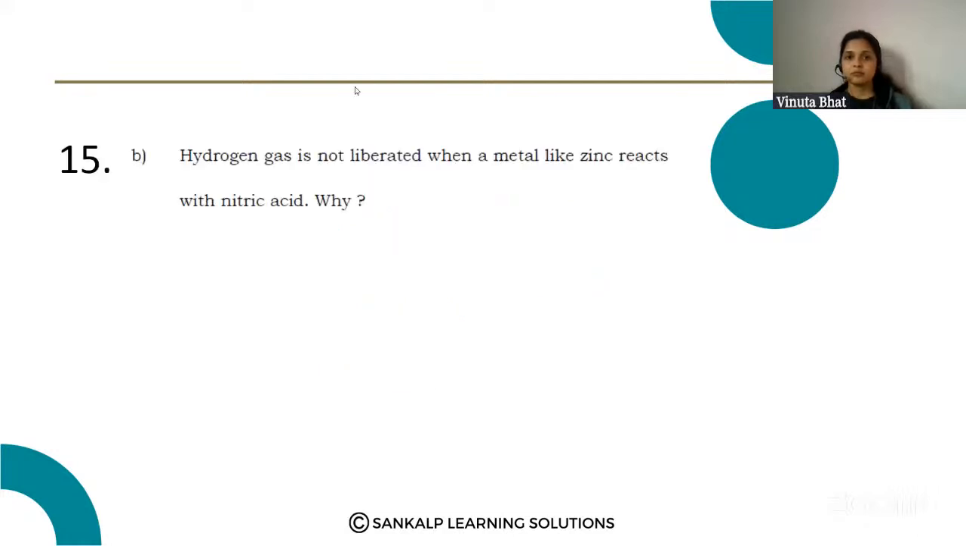Next question. Hydrogen gas is not liberated when a metal like zinc reacts with nitric acid. Why? Why is hydrogen gas not liberated when a metal like zinc reacts with nitric acid, HNO3?